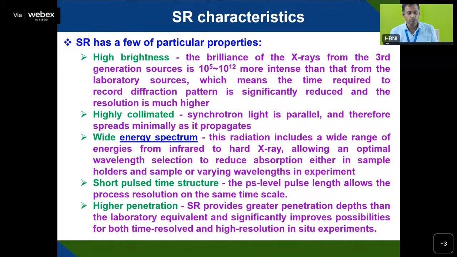And then the resolution is much higher and the beam is highly collimated. The synchrotron light is parallel and therefore it spreads minimally as it propagates. So its spreading is very little, and you get highly collimated beams. It also has a wide energy spectrum: the radiation includes a wide range of energy, from infrared to hard X-ray.